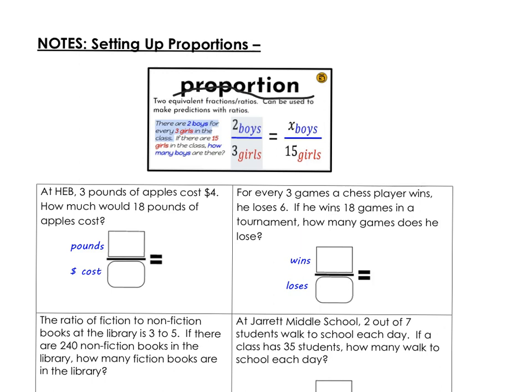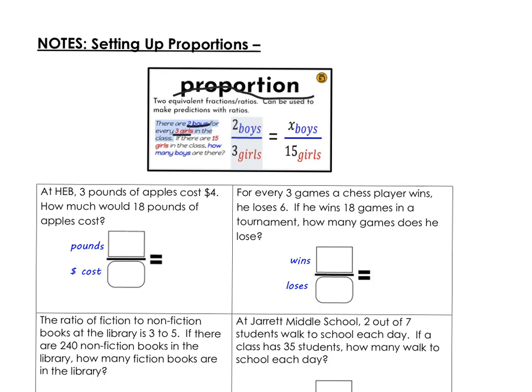So if we have our example here, we have 2 boys versus 3 girls. Remember, ratios compare two things. So we have 2 boys to 3 girls, and then we're trying to find how many boys there would be if there were 15 girls.